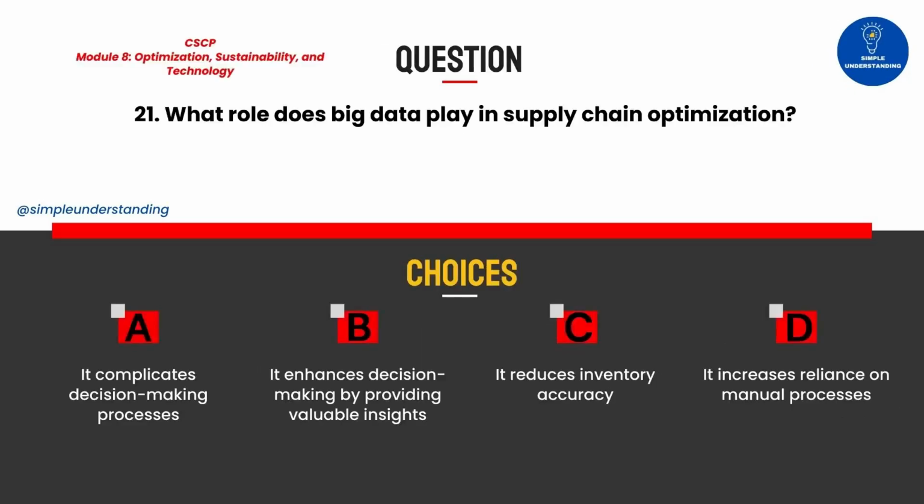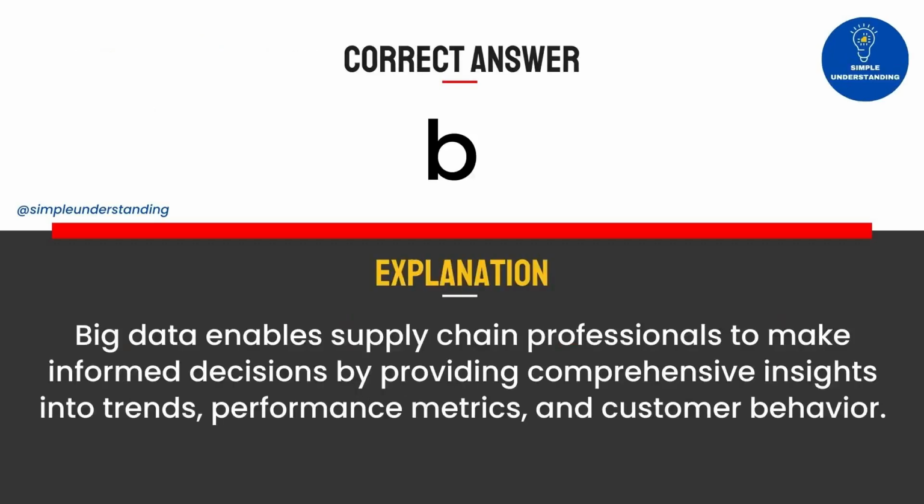21. What role does big data play in supply chain optimization? A. It complicates decision-making processes. B. It enhances decision-making by providing valuable insights. C. It reduces inventory accuracy. D. It increases reliance on manual processes. Correct answer, B. Explanation. Big data enables supply chain professionals to make informed decisions by providing comprehensive insights into trends, performance metrics, and customer behavior.